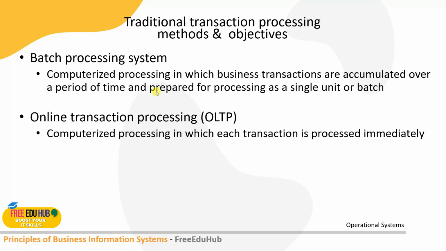Now we have traditional transaction processing methods and objectives. In that, first of all, we have batch processing systems. Batch processing systems are computerized processing in which business transactions are accumulated over a period of time and prepared for processing as a single unit or batch. Whenever we are talking about a batch processing system, it means that things would be accumulated over a period of time and then they'll be processed.